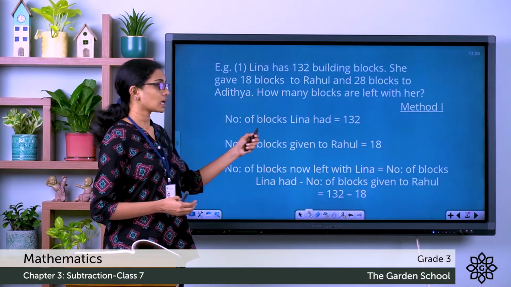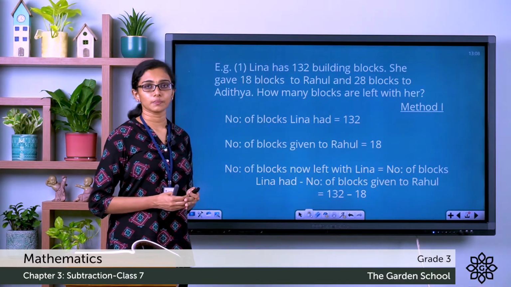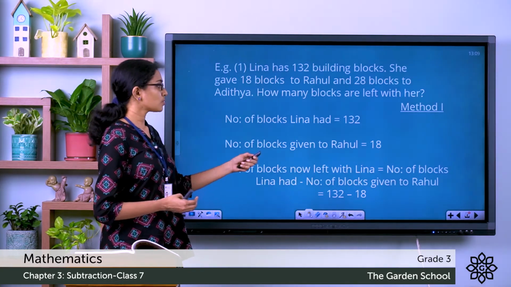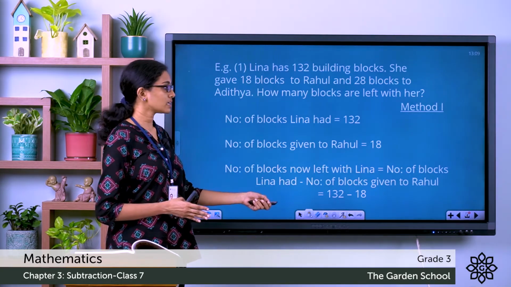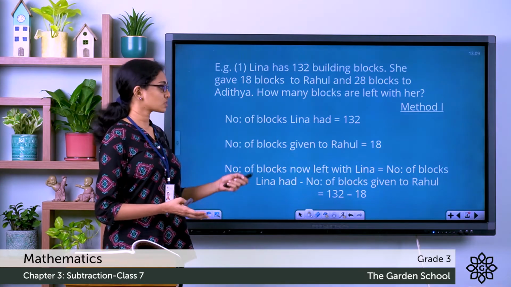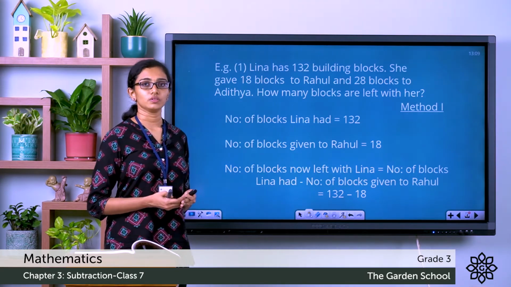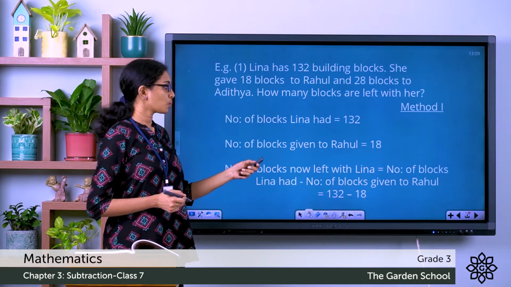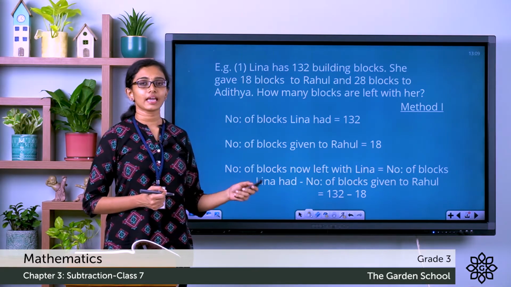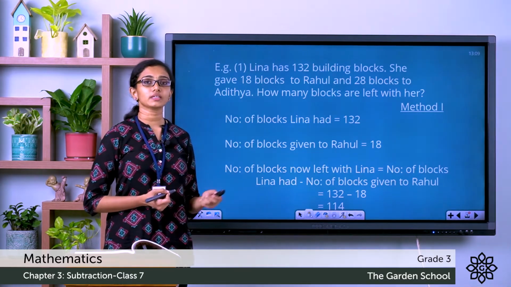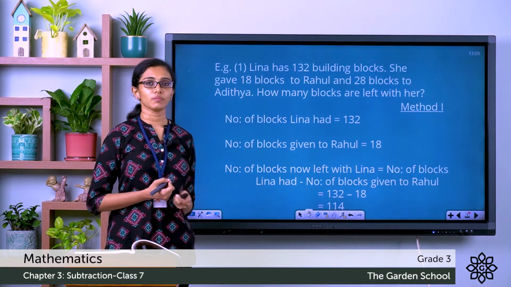So we know the number of blocks she had with her in the beginning and we know how many she gave to Rahul. So number of blocks now left with Lena will be equal to the number of blocks she had in the beginning minus the number of blocks given to Rahul. And that would be equal to 132 minus 18. So now Lena is left with a total of 114 blocks.